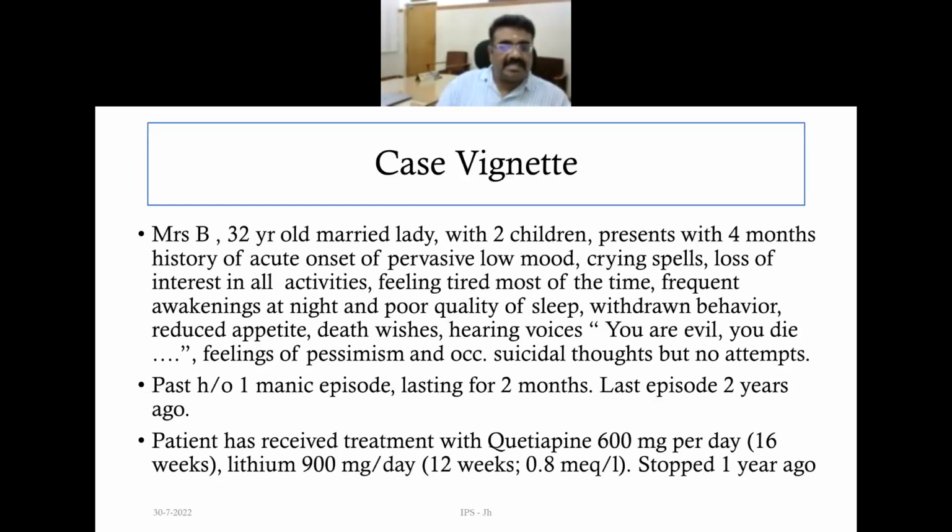The history reveals a past history of one manic episode lasting about 2 months, and the last episode occurred about 2 years ago. This patient has in the past received treatment with quetiapine 600 milligrams per day and lithium 900 milligrams per day, and stopped about a year ago. I'm going to come back to this slide a little later. So, I wish I could ask questions, but I can't, so I'm going to say that the diagnosis is bipolar disorder, severe depression with psychotic symptoms.